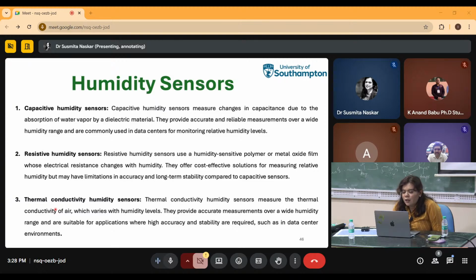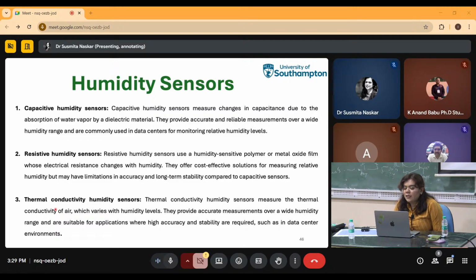And then the second type of humidity sensor is the resistive humidity sensor. These use a humidity-sensitive polymer, or they are made of some kind of metal oxide film, whose electrical resistance changes with humidity. So they are a very cost-effective solution for measuring relative humidity. But the problem with this kind of sensor is that they have lower long-term stability and accuracy compared to the capacitive sensor. So if you want something stable and accurate, the capacitive humidity sensor is much better than the resistive humidity sensor. But if you are looking for something cheap and cost-effective for measuring humidity, then the second one will work better.